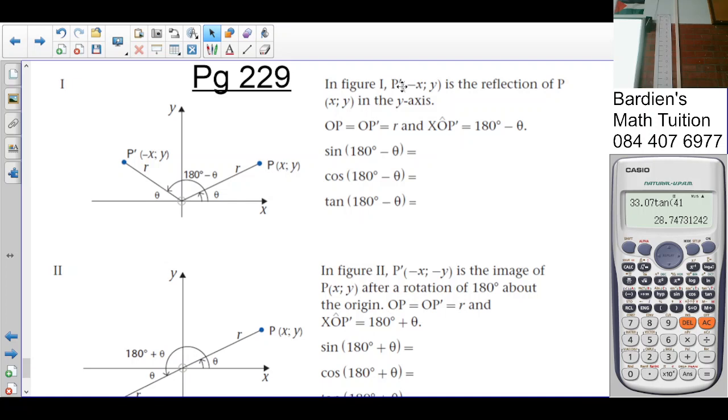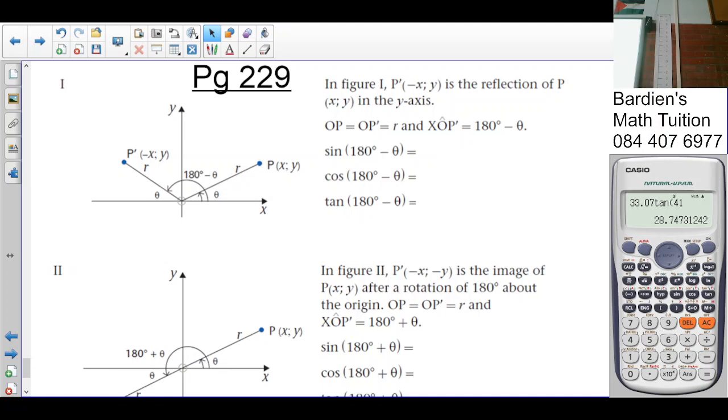P dash. You see that dash? It's the first image of P. Normally they use P dash as the first image of P or the first reflection of P, P double dash as the second reflection, P triple dash and so on. I see they use P dash here throughout, but it's fine.